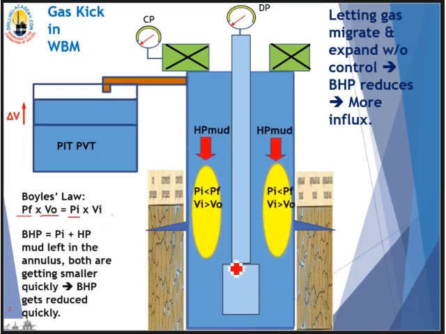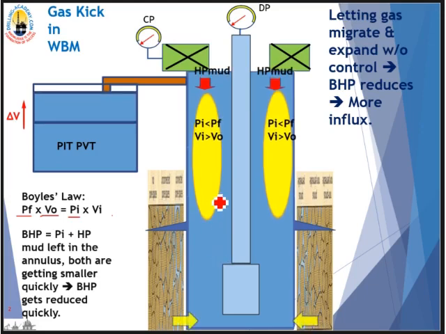The gas bubble travels up, expands, and displaces the mud in the annulus. We'll see a lot of pit gain in here. Because the pressure inside the bubble is now reduced and the volume is increased, less mud in the annulus is left, so the hydrostatic pressure of the mud in the annulus is reduced. And because of Boyle's law, when VI increases, PI will reduce. The combination of PI reducing and reduced hydrostatic pressure of the mud will produce a reduced bottom hole pressure, and thus more influx is invited to come into the wellbore. This is very bad for well control, the first consequence.